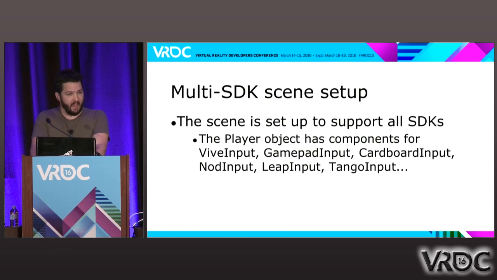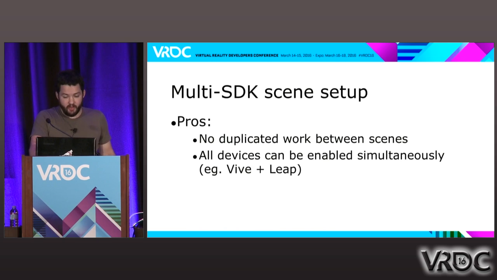The scene itself has the components for all of that SDK support in the scene all the time, just on the player object in my case. So if you look at the player, it has components for Vive, for Gamepad, for Cardboard, for all that stuff just sitting on the player. And that's great because it means that, in my case at least, I only have one scene. So that's really nice. I don't have to kind of manage a bunch of scenes and duplicate a bunch of work between them. It also has the added benefit that you can have multiple types of devices working simultaneously.